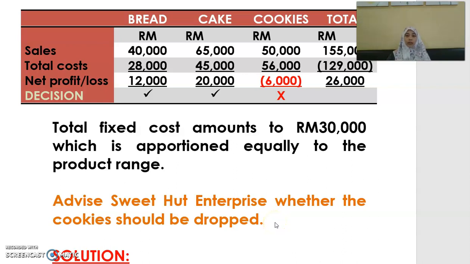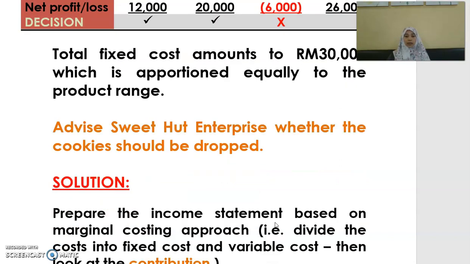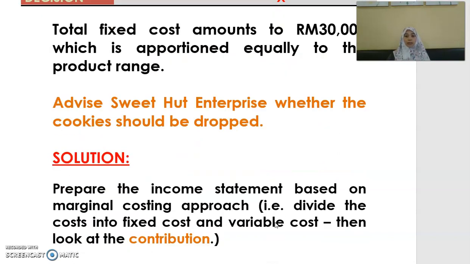When you want to make this decision, you need to prepare the income statement based on the marginal costing approach. What is the marginal costing approach? You will divide the cost into the fixed element and the variable cost portion. Then you look at the contribution. That means you look at the difference between your sales and your variable cost. So the difference will give you a contribution.